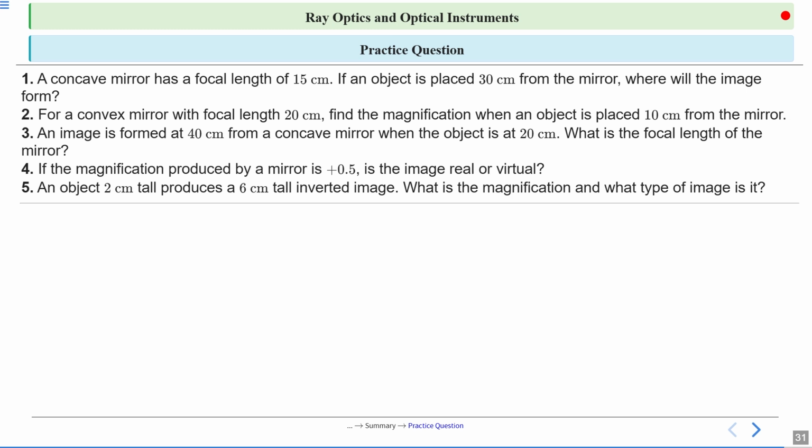The use of mod in the magnification is for magnitude of, meaning we are not considering the sign. We are only considering the magnitude to find whether the image is diminished or enlarged. It is only to find the size of the image as compared to the object by neglecting the sign.